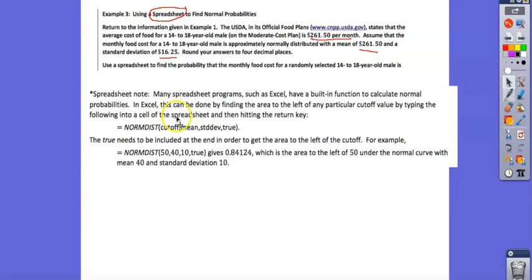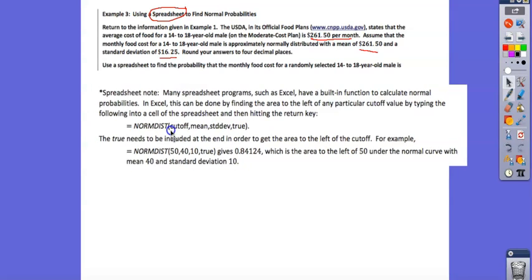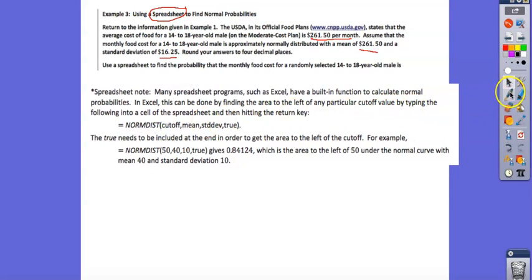Okay, in Excel, this can be done by finding the area to the left of any particular cutoff value by typing the following into a cell of the spreadsheet and then hitting return. So this is very similar to my online function. This is your cutoff. Your cutoff, your mean, your standard deviation, and then it says true.